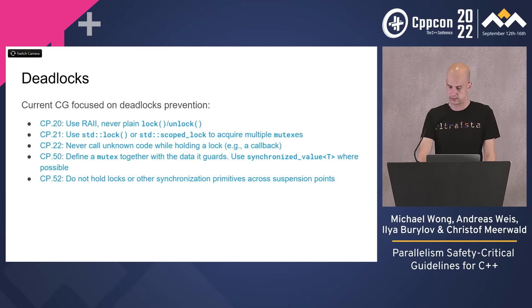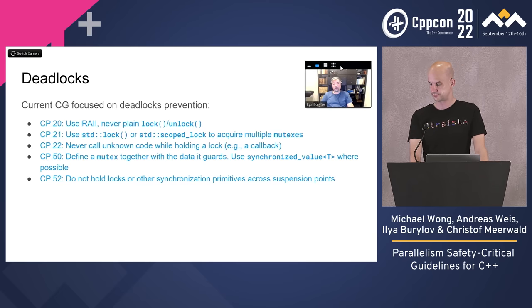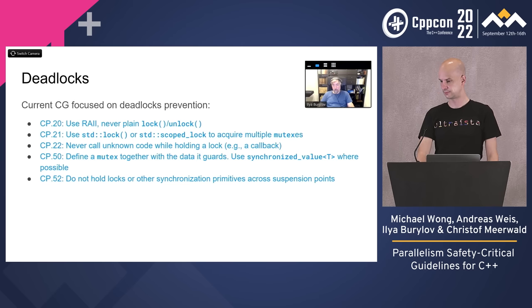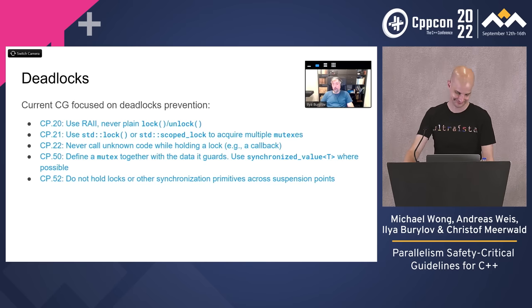And here is an overview of what we have about deadlocks in the current core guidelines rule set. First, you are advised to use RAII and not the plain lock and unlock. Second, you are advised to use specific algorithms to acquire multiple mutexes at one time. Then you are advised not to do something unknown while holding a lock, because this unknown can do some other magic with locks and you get a deadlock.